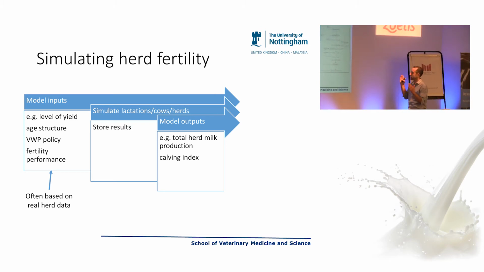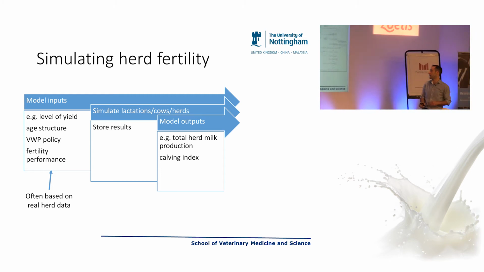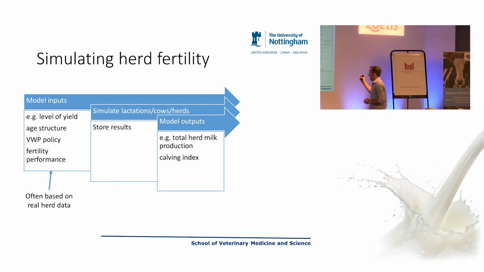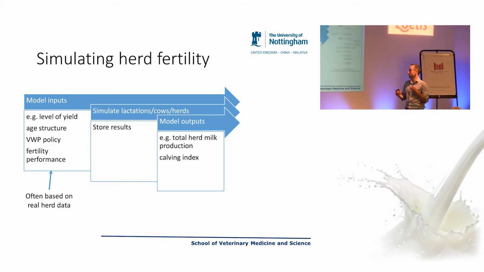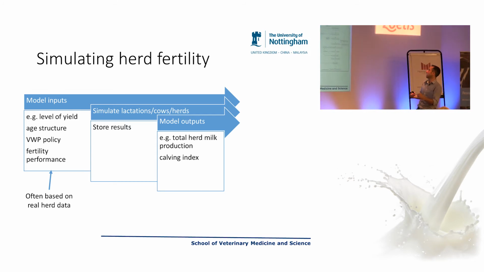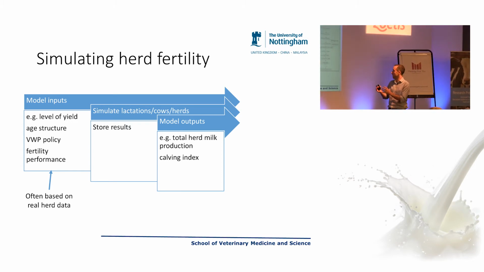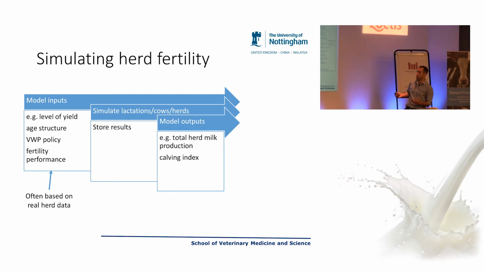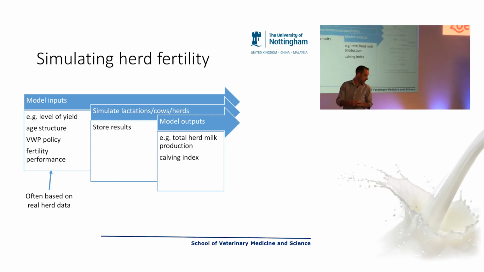So you give each of those a distribution, and you say, okay, I think voluntary wait period varies between 30 and 60 days and is most commonly somewhere near to 40. You then simulate lactations, and you simulate lactations within cows and cows within herds, so that you basically generate simulated cows, build them up in simulated herds, and across the herd you can amalgamate some outputs. So you'll end up with things like total herd milk production, calving index, some of those outcome type things.